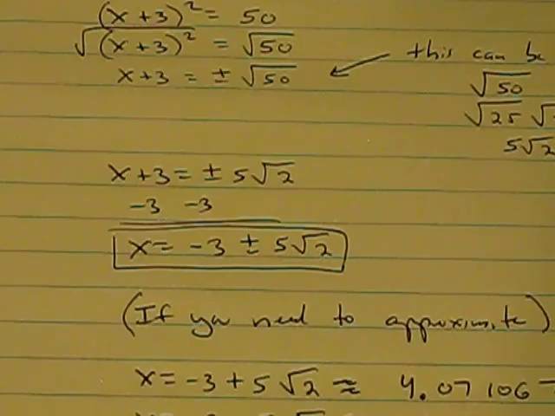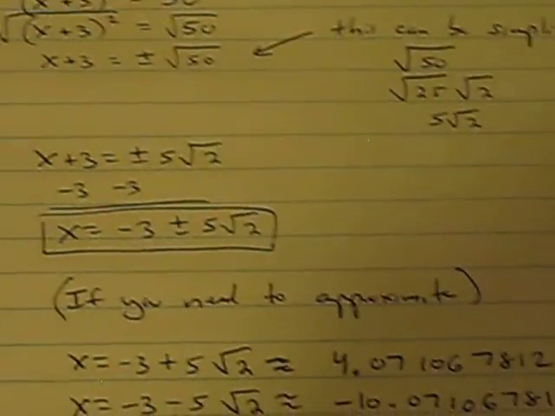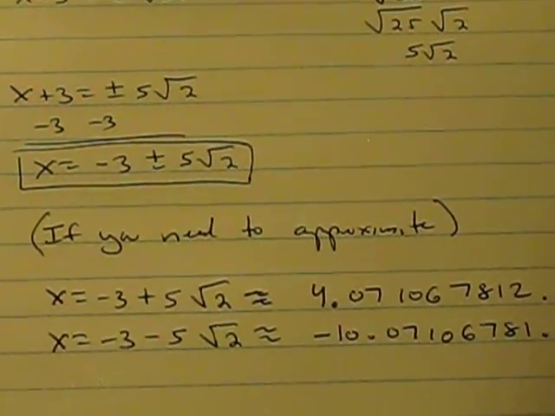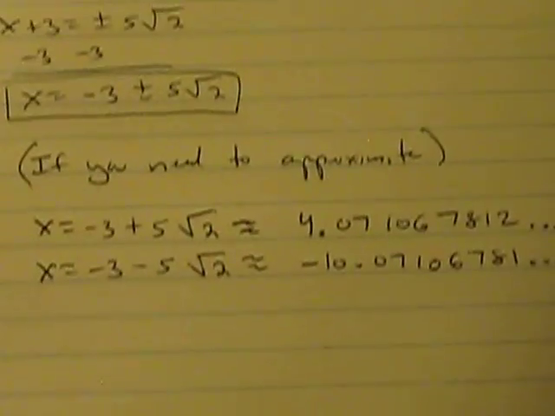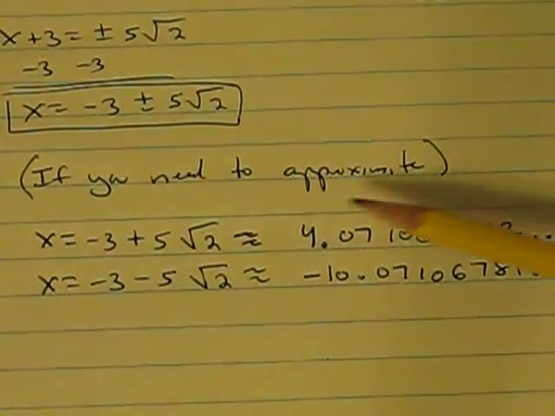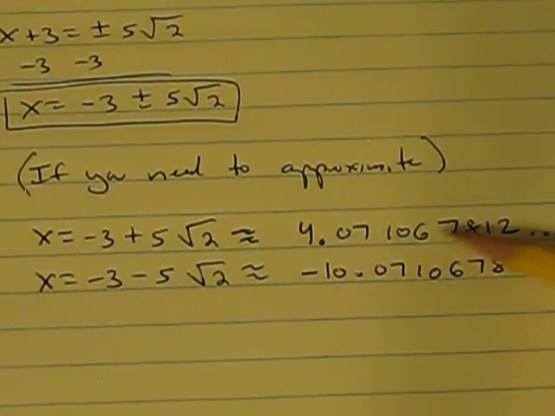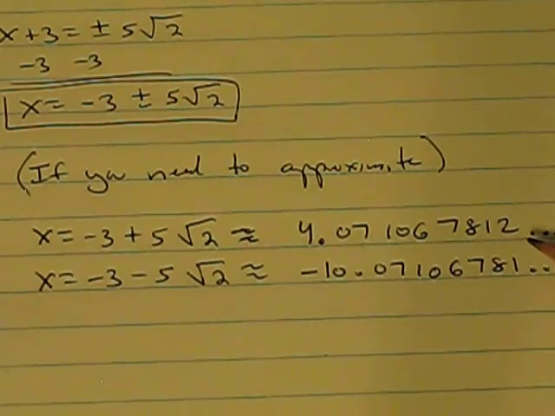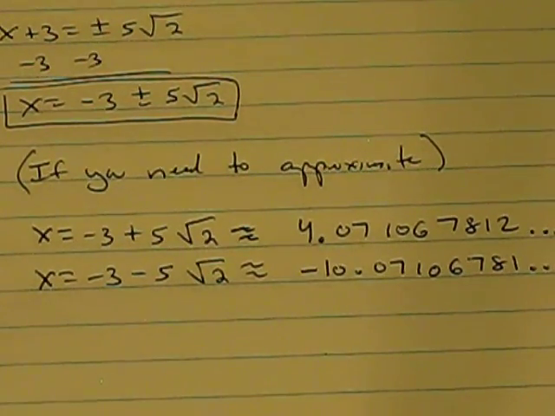In the event that you needed a decimal approximation, then what you could simply do is put each of those, whoops, sorry about that, you could put each one of these individually into your calculator and just work it out. As you can see, these decimals do not repeat, they do not end. That's why these are considered irrational.